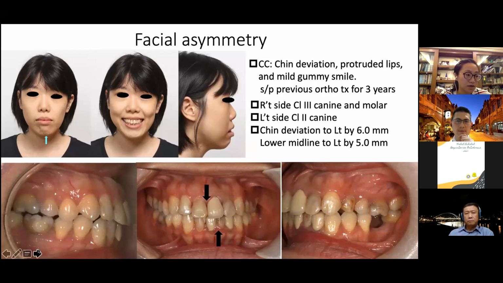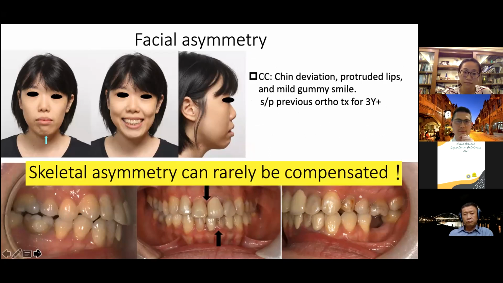Her chin is deviated to the left side by 6 millimeters and her lower midline is shifted to the left by 5 millimeters. So she would like to receive orthognathic surgery to correct the facial asymmetry first, and then get her lower left first molar implant done after the treatment. Skeletal asymmetry can rarely be compensated. Even though the teeth are well aligned, we should be more cautious with patients with moderate to severe skeletal asymmetry.